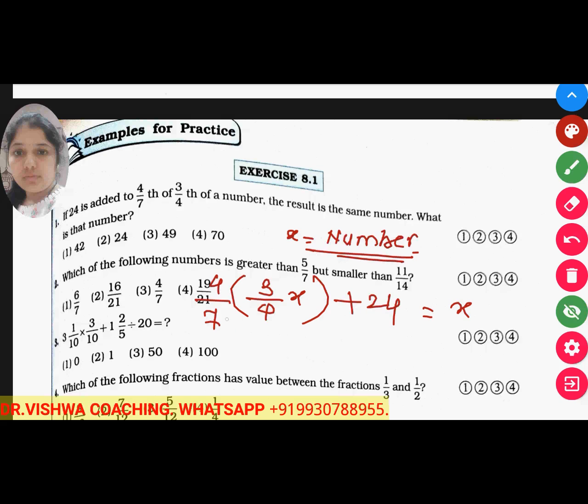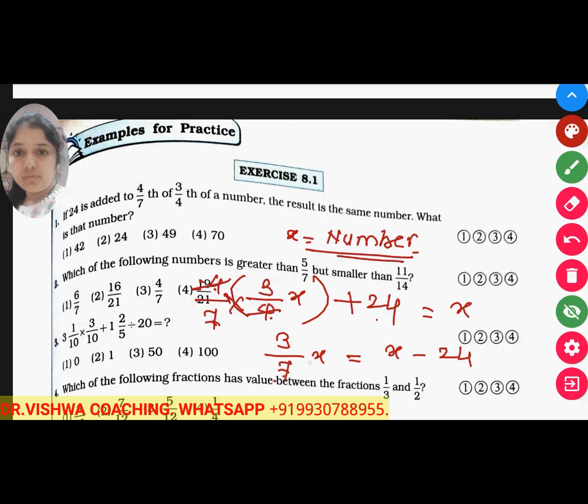Now you do this. 4 by 7 into 3 by 4x. What is your answer? 4 will get cancelled. 3 by 7x is equal to x minus 24. This 24 will come to the right hand side. Okay. Now what does it become?